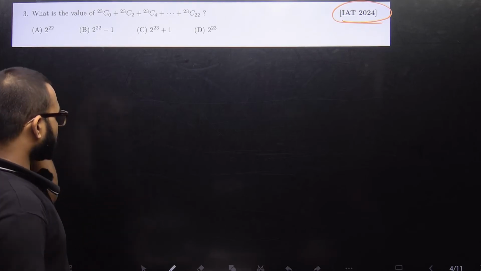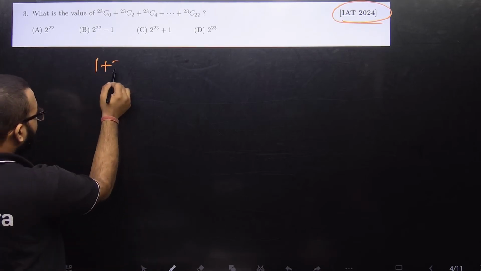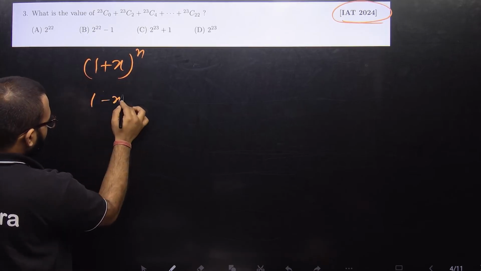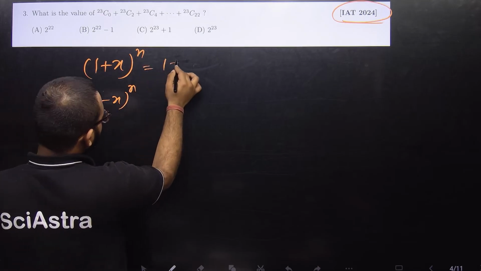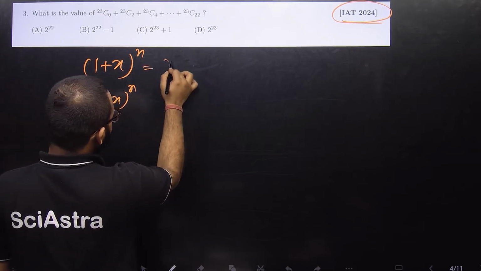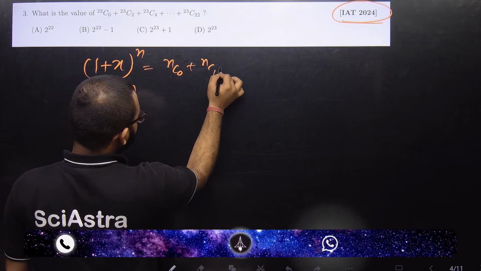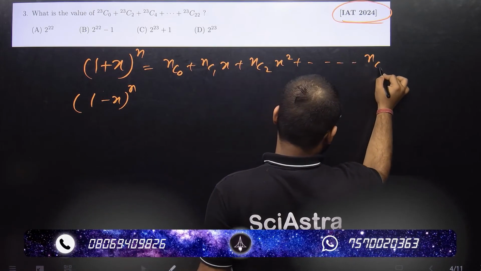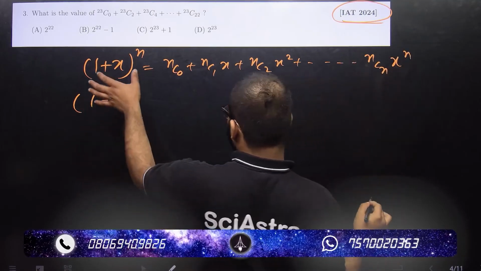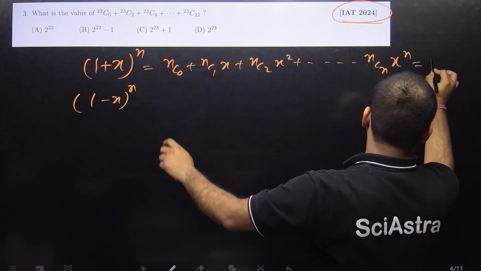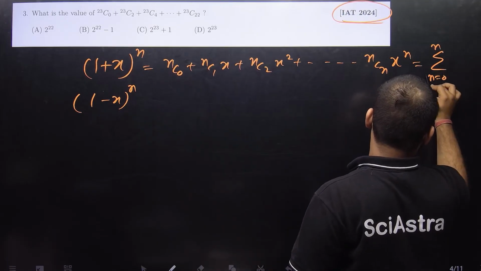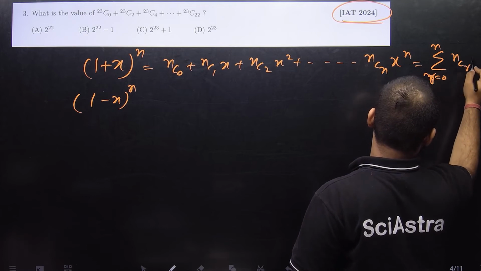Alright. So to start this question, we need a brief idea about the binomial theorem and these two famous expansions, (1 plus x) power n and also (1 minus x) power n. So let's expand this. So (1 plus x) power n is nC0 plus nC1 x plus nC2 x square and so on up to nCn x power n. That is the binomial expansion of this term, and in general we can write it as the sum for r equal to 0 to n of nCr x power r.